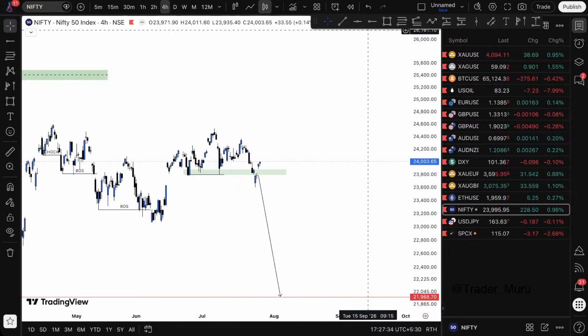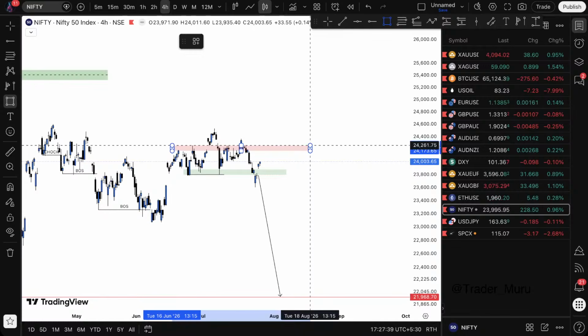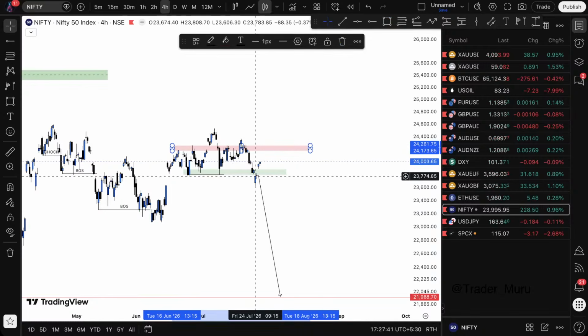Indian market is bearish. Nifty, you will get test here and more drop.